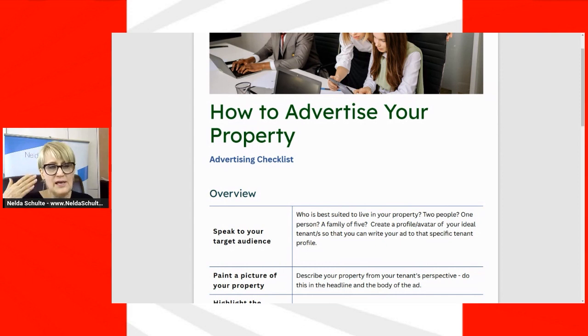So think about that person when you are writing your ad and your ad headline. Who are they? You need to write a profile or write an avatar. Figure out who they are, where they live, what kind of a budget do they have? Why would they want to live in your property? Is it close to school? Is it close to work? Is it close to community centers? Those are things you need to flesh out before you start writing your ad.